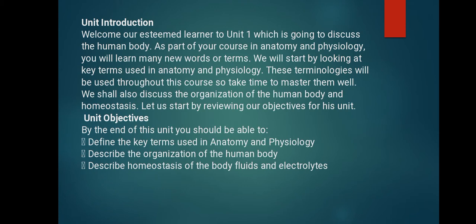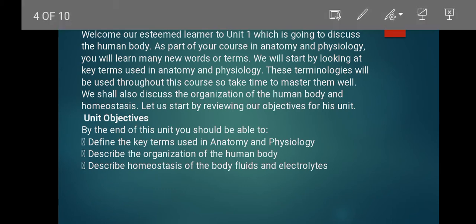Those first ones were course objectives. Now these are unit objectives. By the end of this unit, we should be able to define the key terms used in anatomy and physiology, describe the organization of the human body, describe homeostasis of the body fluids and electrolytes.